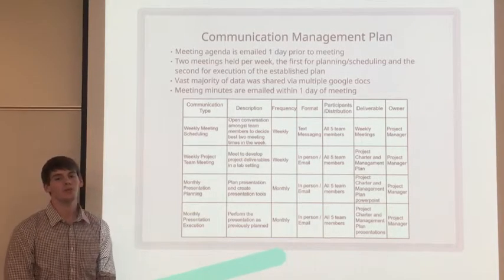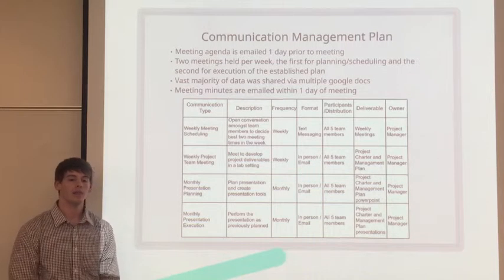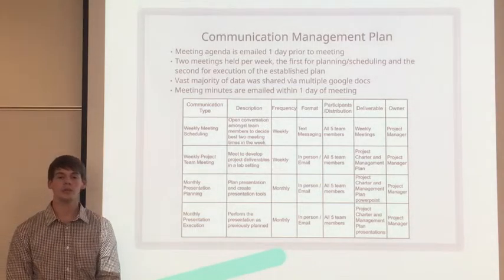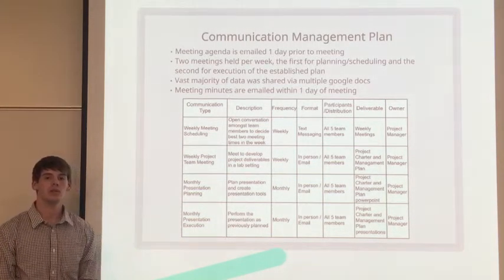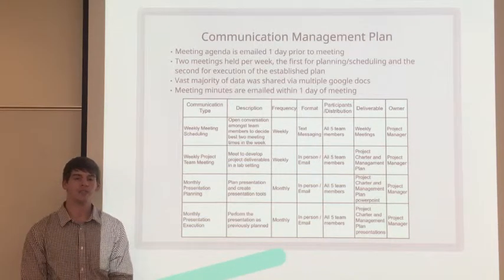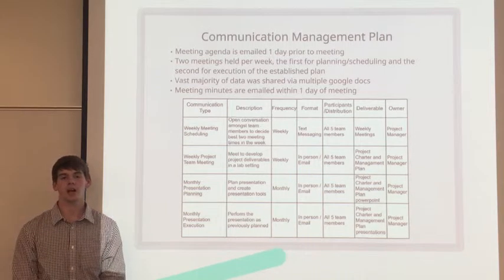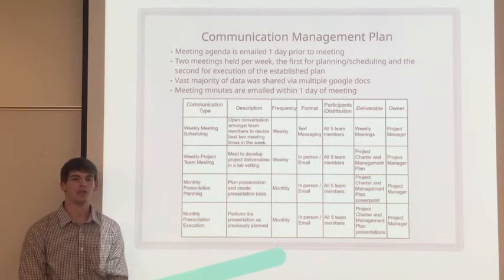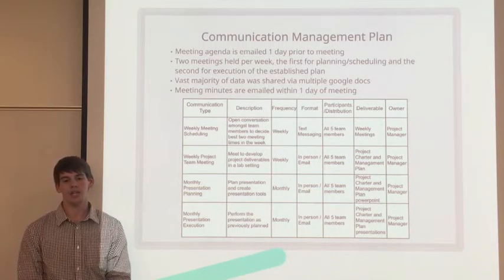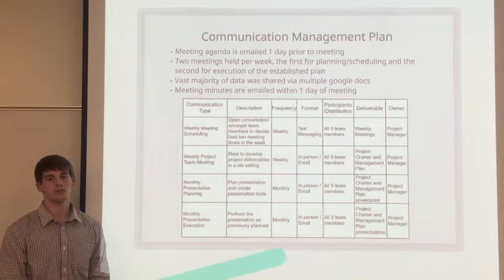The next topic we will be discussing is the communication management plan. The meeting agenda is emailed one day prior to the meetings. There will be 2 meetings per week. The first meeting is to establish a time where the group can meet and to discuss topics for the next meeting. The second meeting of the week is to research and compile data on those topics and to share them with the group via Google Docs. Meeting minutes are emailed within 1 day of the second meeting of the week.